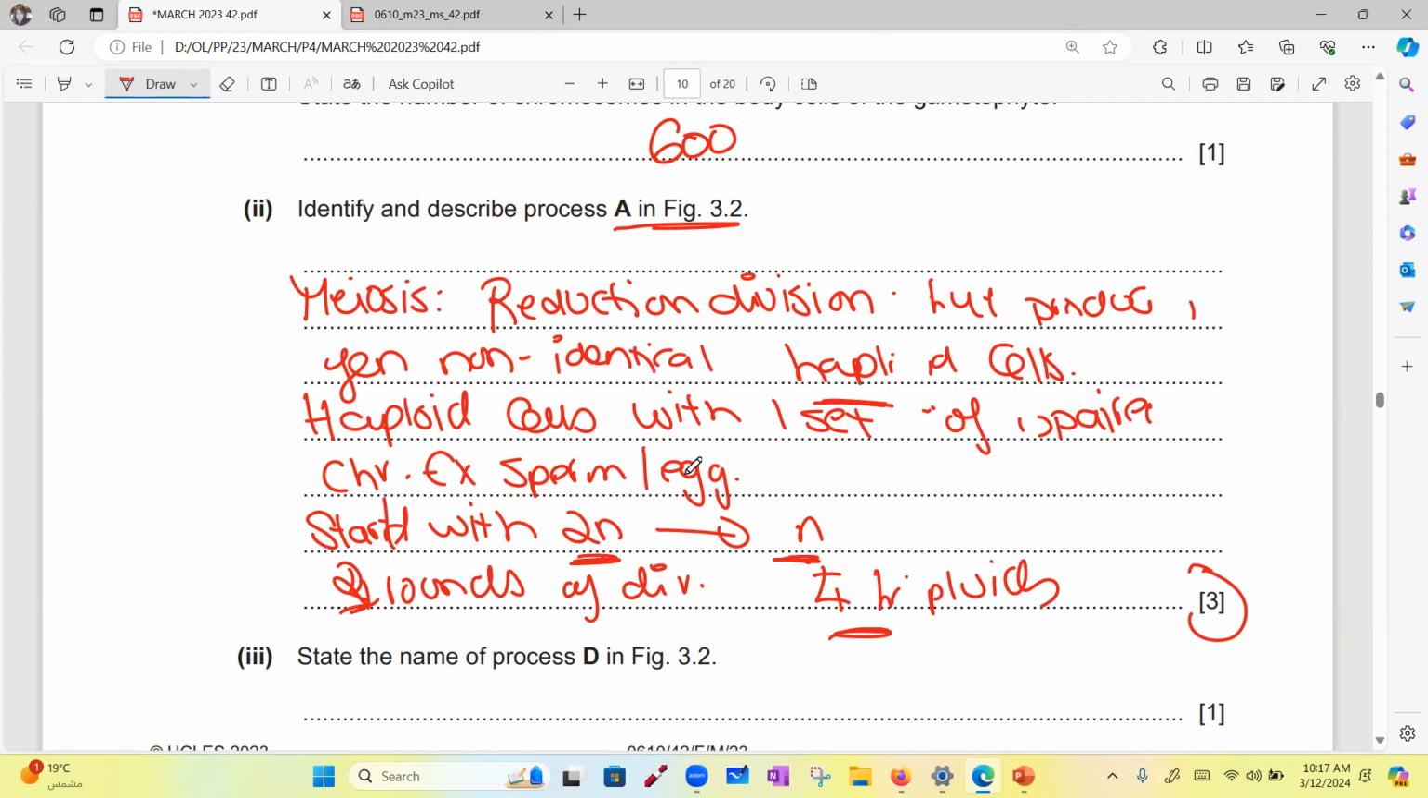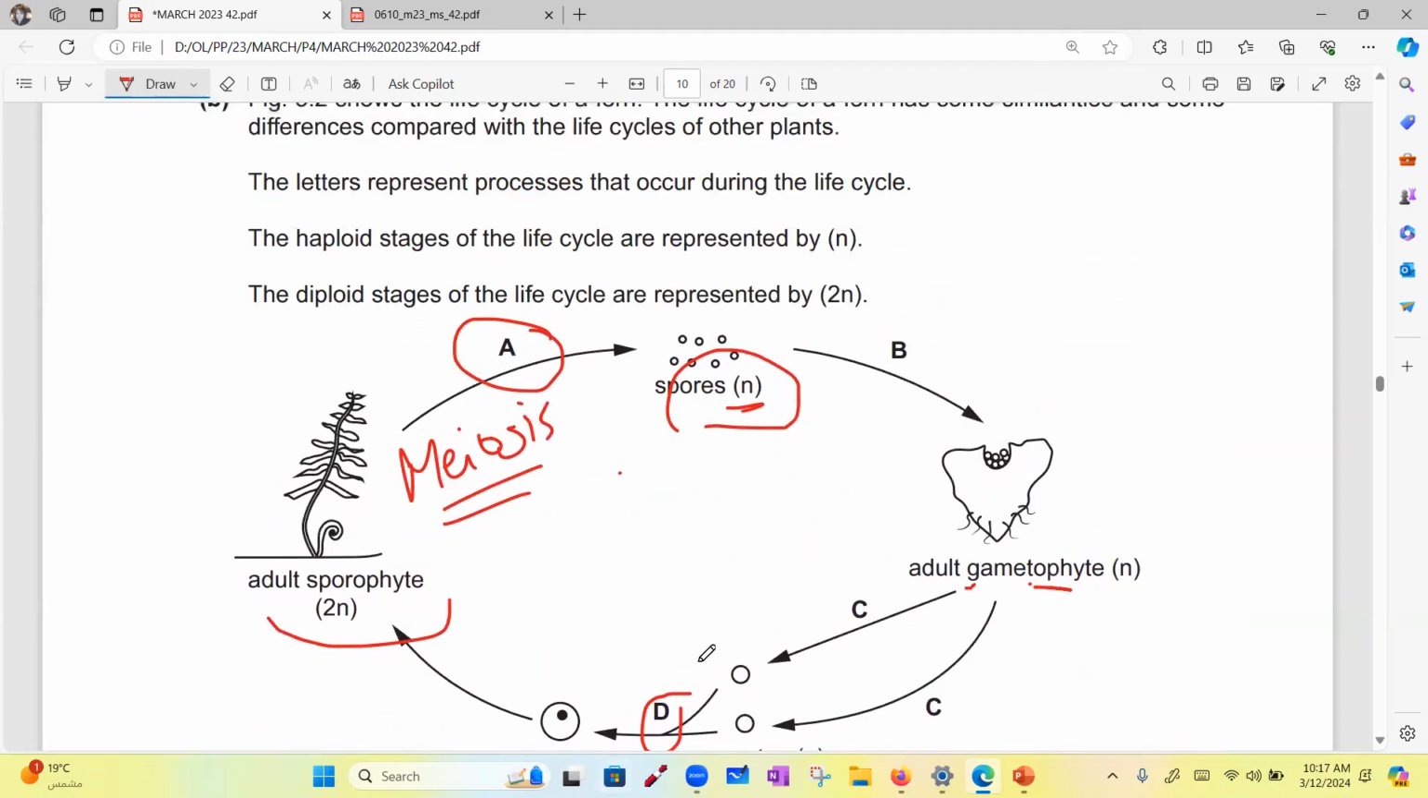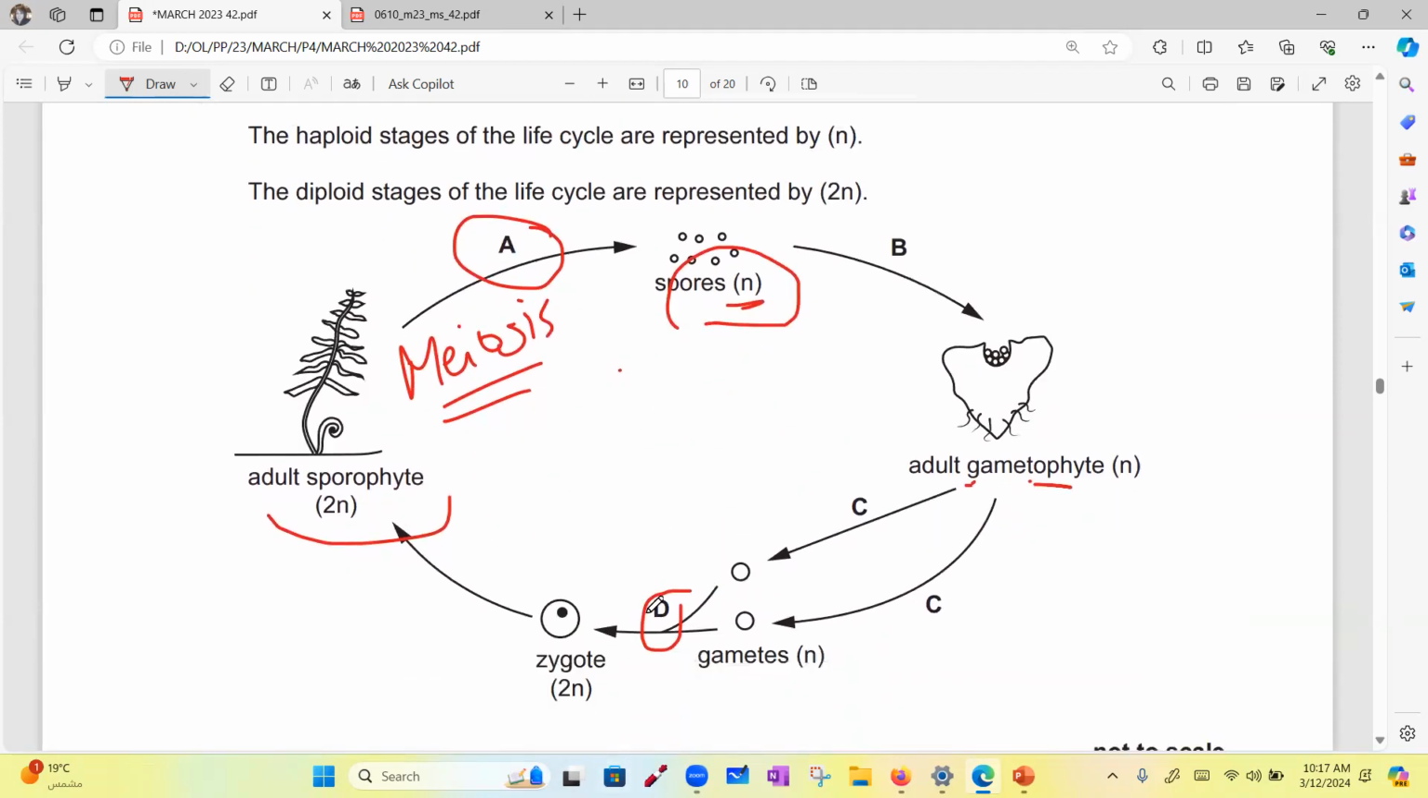Okay, what is process D? Fertilization. What is the definition of fertilization? Remind me. Fusion, not fusion of zygote, fusion of the nuclei. Fusion of the male and female nuclei. And don't say fusion of cells. It's fusion of the male and the female nuclei.